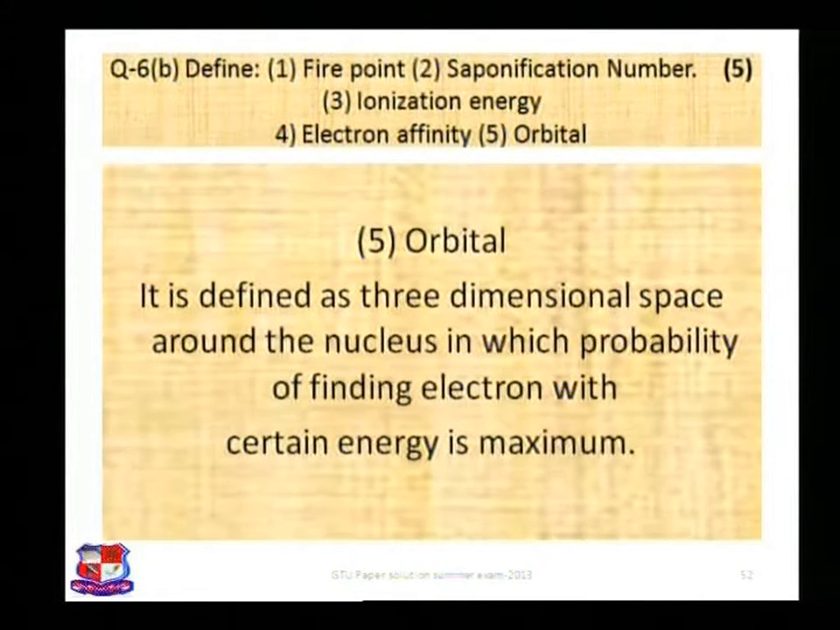So what is orbital? It is defined as 3-dimensional space around the nucleus in which probability of finding electron with certain energy is maximum. Okay, so orbital is nothing but 3-dimensional space around the nucleus in which probability of finding electron with certain energy is maximum.